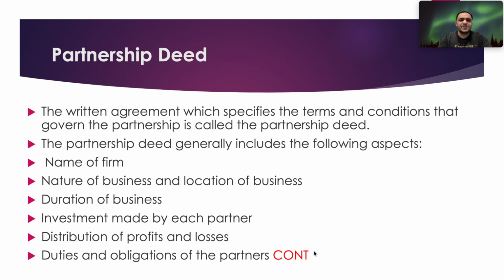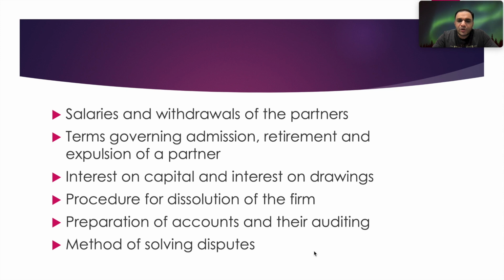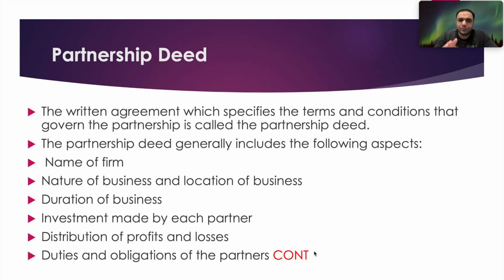Partnership deed. Partnership deed is the written agreement which specifies the terms and conditions that govern the partnership. The partnership deed generally includes the following aspects: name of the firm, nature of the business and location of the business, duration of the business, investment made by each partner, distribution of profit and losses, duties and obligations of the partners, salaries and withdrawals of the partners, terms governing admission, retirement, and expulsion of the partners, interest on capital and interest on drawings, procedure for dissolution of the firm, preparation of accounts and their auditing, methods of solving disputes. All these points should be written in the partnership deed.